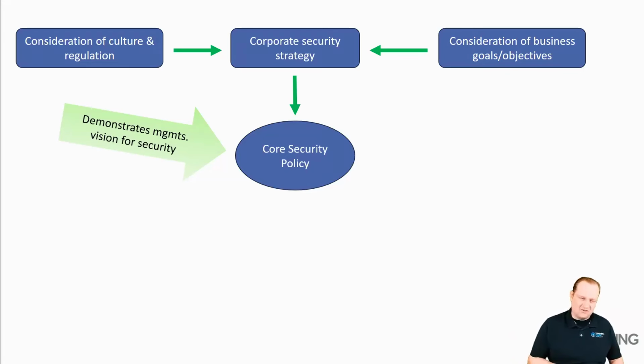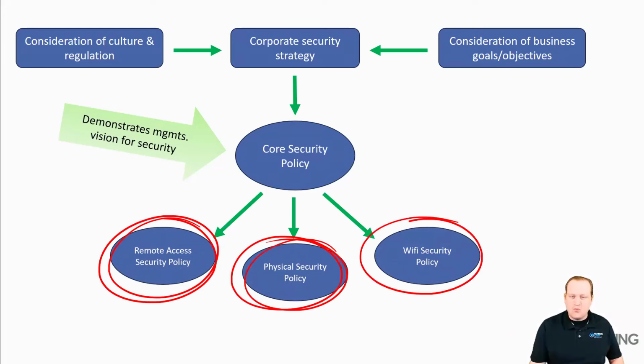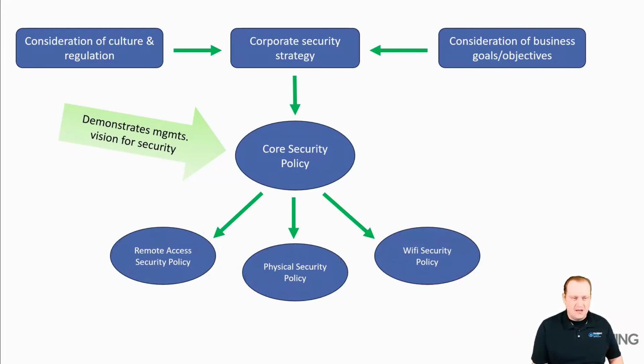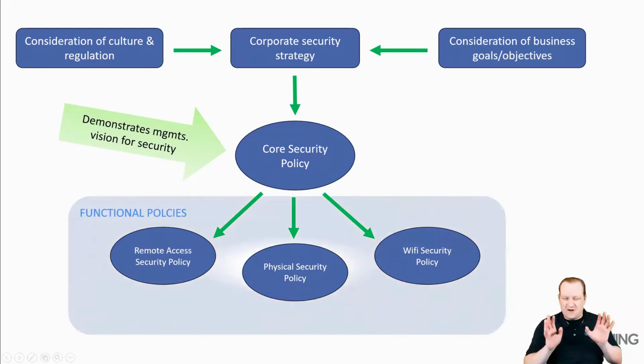This becomes the inspiration to help develop more specific policies. You can have a remote access security policy. You can have a physical security policy. You can have a Wi-Fi security policy. I would go so far as to say these are functional policies. They outline the rules of certain functions. I'll zoom in on the Wi-Fi one. A bit of a, maybe, I don't know, nerd. I don't know how I would frame it.